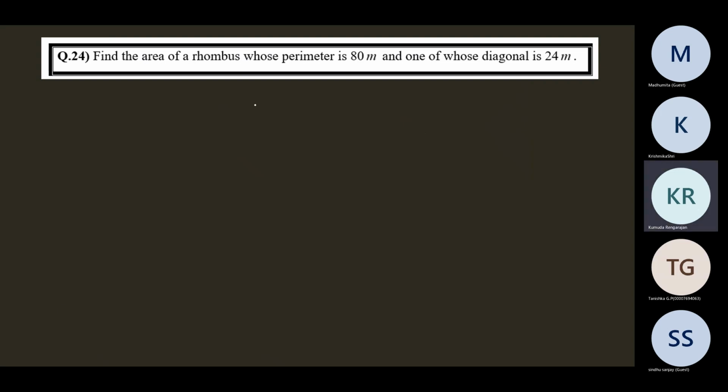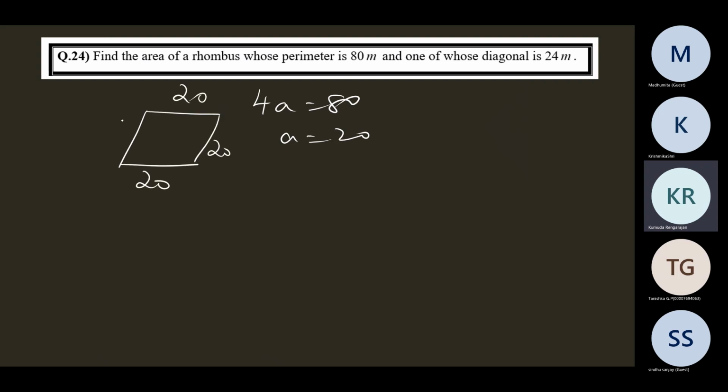Since in a rhombus all the sides are equal, 4 into side, 4a is equal to 80. So a is equal to 20. All the sides are equal, no? So each side is 20 meters. 20, 20, 20. And one of the diagonals is 24 meters. So you can join any diagonal. This is 24.